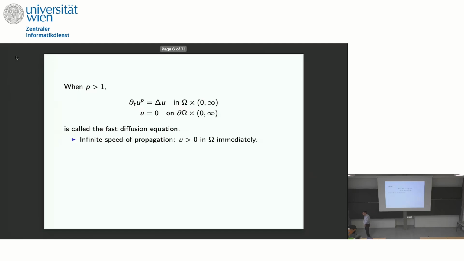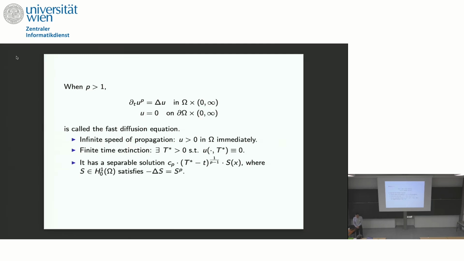So why is it called the fast diffusion equation? Because it has the so-called infinite speed of propagation like the heat equation. If you give me an initial data that is compactly supported, then the solution will be immediately positive. And it diffuses very fast so that it has the so-called finite time extinction phenomenon, which means after finite time, the solution will vanish.